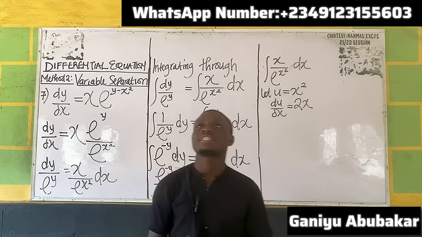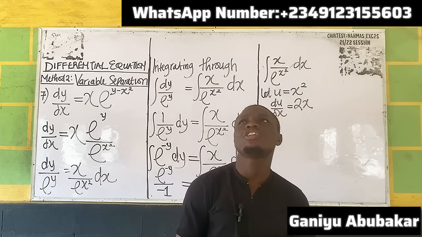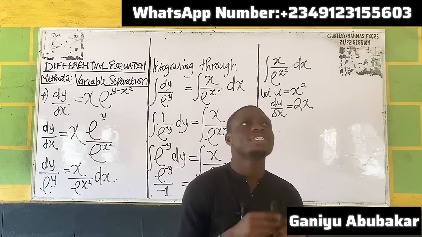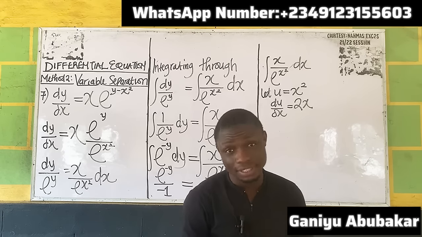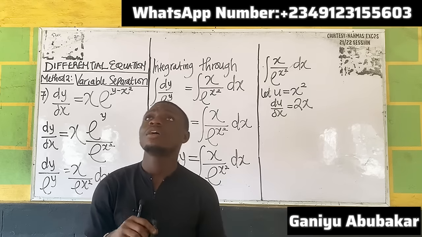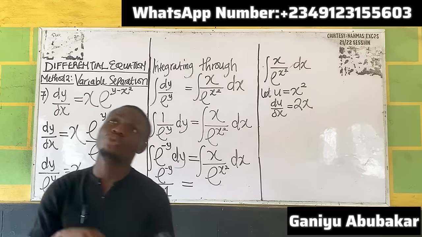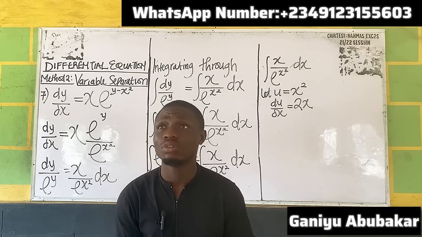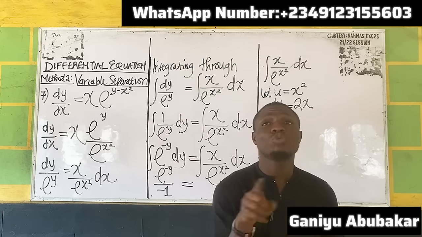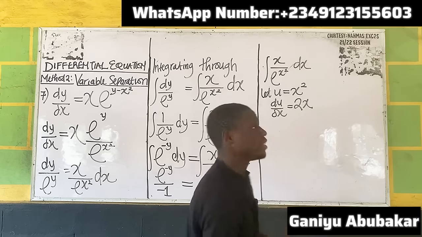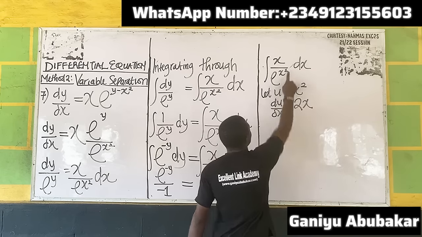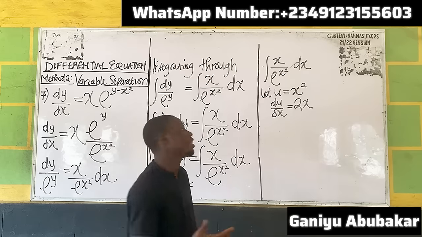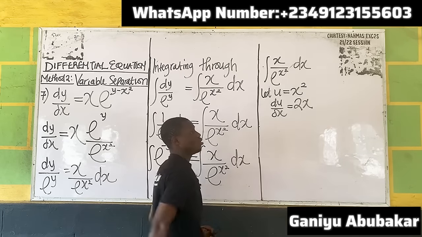Some persons will ask, how do you make u to be x squared? Why not exponential x squared? The task is experience. You can't tell which one to make u unless you have solved several and multiple examples, and then you are sure of which one to make u. In this case, if I make exponential x squared as u, I can still possibly have the same answer as making x squared to be u, right?